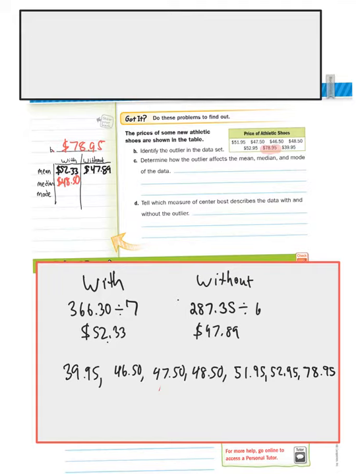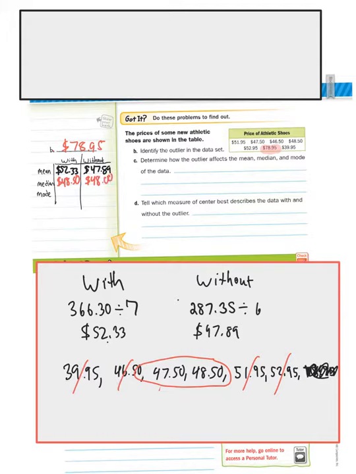So I'll just exit out. Now there's only 6 numbers. And when I get rid of little and big, there's going to be 2 in the middle because now it's even. Okay. So 47.50 and 48.50 are in the middle. If you add those up, they add up to 96. And divide by 2, you get $48 even. So the median only changed by 50 cents.